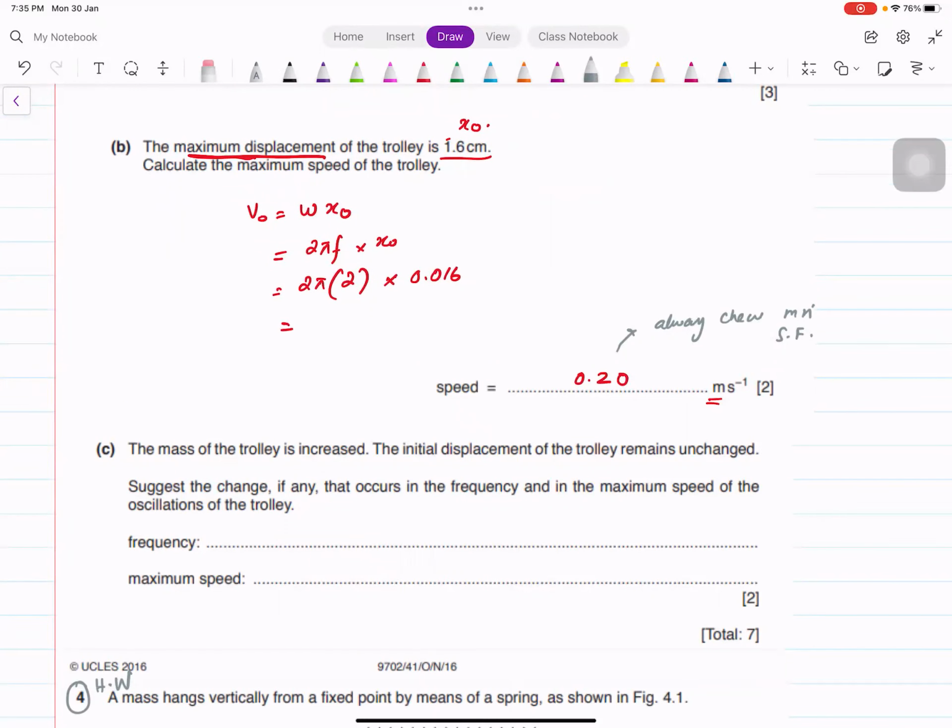Then it says the mass of the trolley is increased, and the initial displacement remains unchanged. Okay, now it says to suggest the change, if any, that occurs in the frequency and the maximum speed of the oscillation. If you look at the formula right here, do you see any mass here?